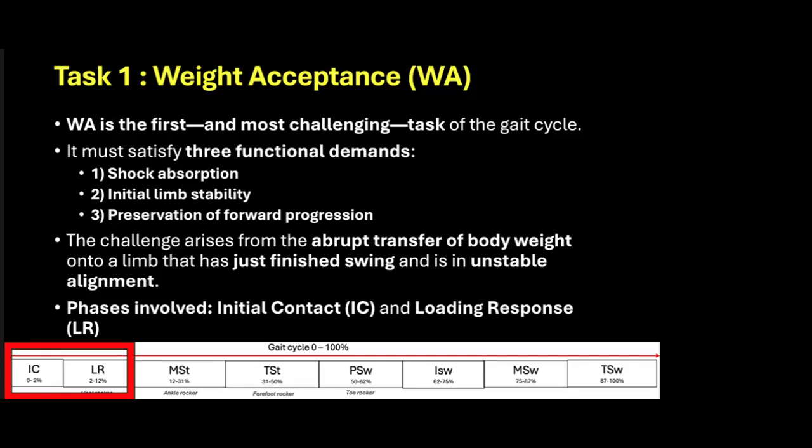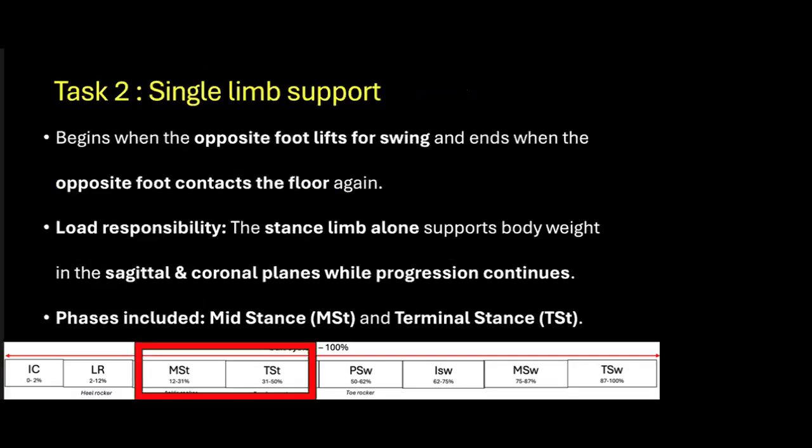So weight acceptance is the most demanding moment of the walk: impact, stability, and forward progression all at once. The challenge of weight acceptance is when the whole body weight comes onto the limb, and how the body is going to react to it. The phases involved in this are initial contact and loading response. Then comes the single limb support. From contralateral toe off to its next contact, one limb is going to carry everything while we still move forward. That is why it is called the single limb support period. This includes the mid stance and the terminal stance.